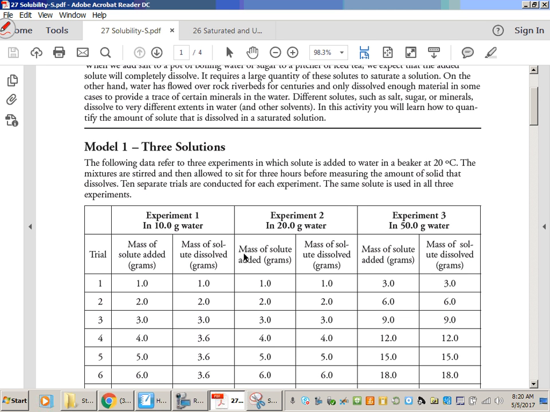Looking good so far. What about this one? So 50 times 2 is 100 grams of water. What about this one?